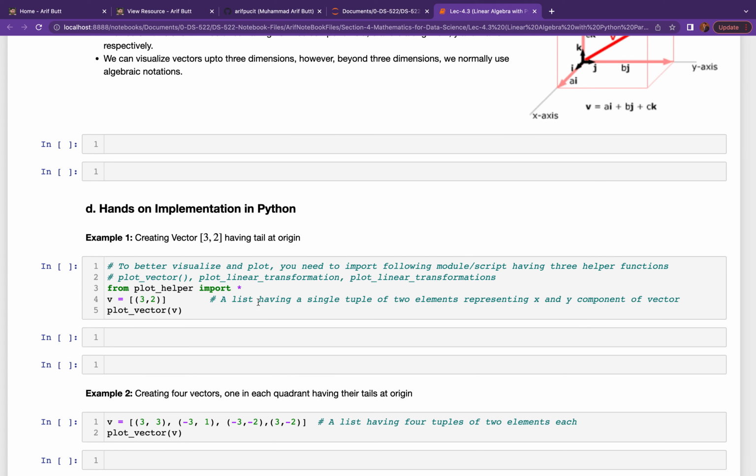Let's start by visualizing a vector in 2D space having its head at location 3, 2 and the tail at origin. For this I am using this plot_vector function. This plot_helper module has been taken from Dr. Lorena Barba's workshop in SciPy 2019. This plot_helper.py script contains a lot of functions like plot_vector and plot_linear_transformation as well. Let me run the code of this cell.